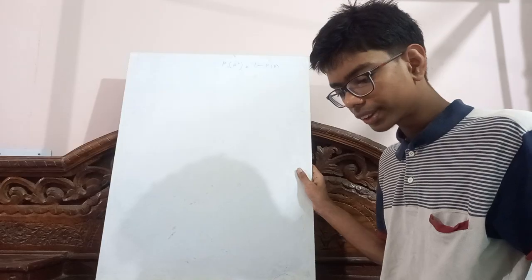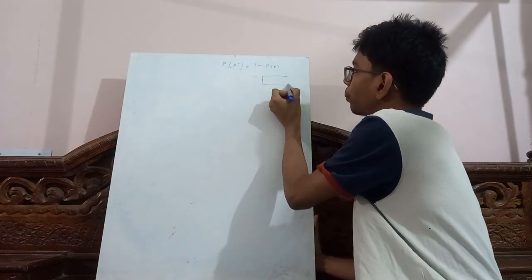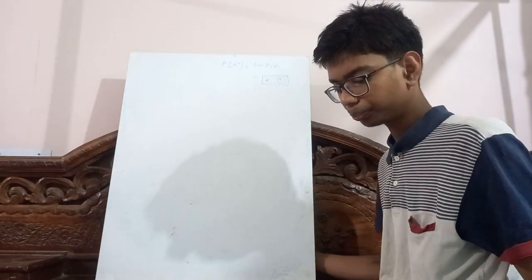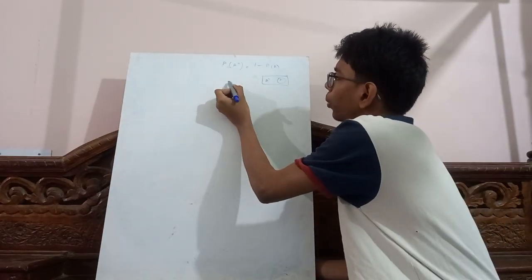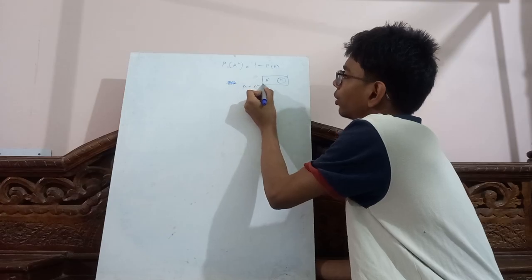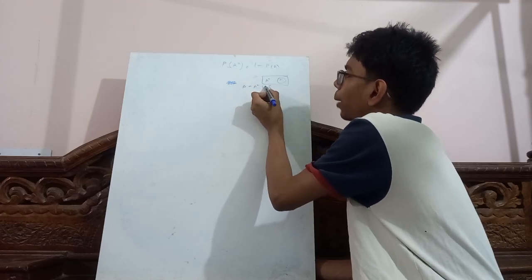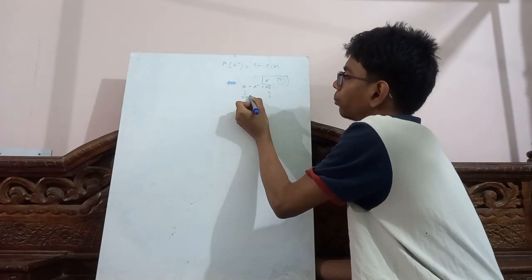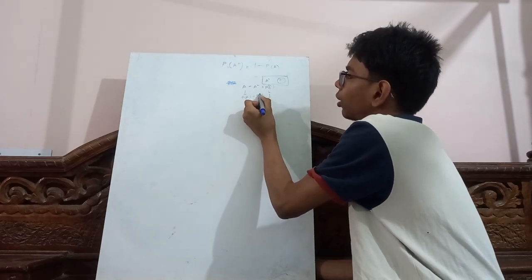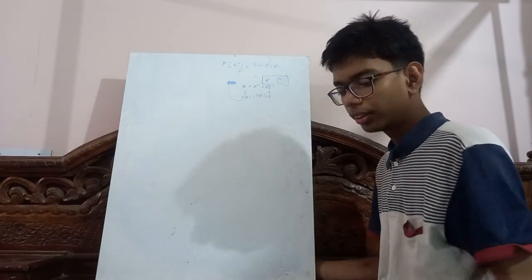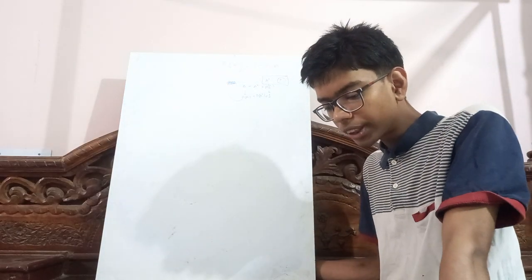So how to prove this? This is my sample space, this is A, and this is A complement, right? Now I know A plus A complement will give me the sample space. Probability of the sample space is 1. So probability of A plus probability of A complement equals 1, and from here I am getting this, right? This is the complement rule.